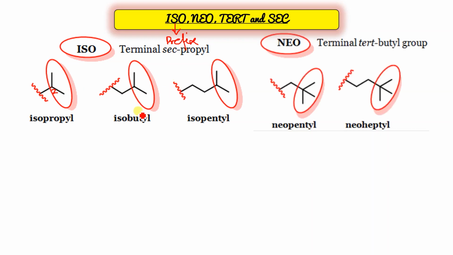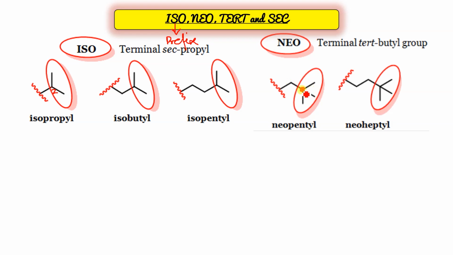Okay, so next is neo. Neo means the quaternary carbon. See, this one is the quaternary carbon, isn't it? If the quaternary carbon is further attached with any other group or chain, then it will be called neo.